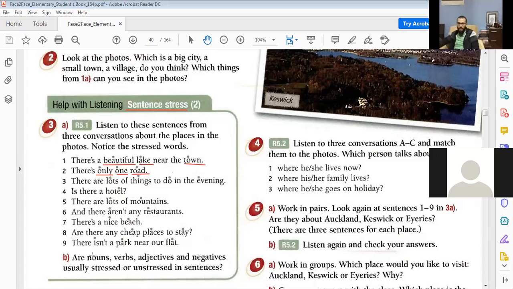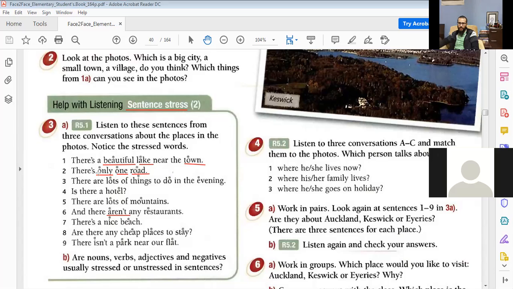So if you look at all of these examples, let's start with the first two sentences. Beautiful. What is beautiful? Is it a noun, verb, or adjective? Adjective. Correct, beautiful is an adjective, and it's stressed, right? What about lake? It's a noun. And it's stressed. Town? Noun. Correct. And it's stressed.